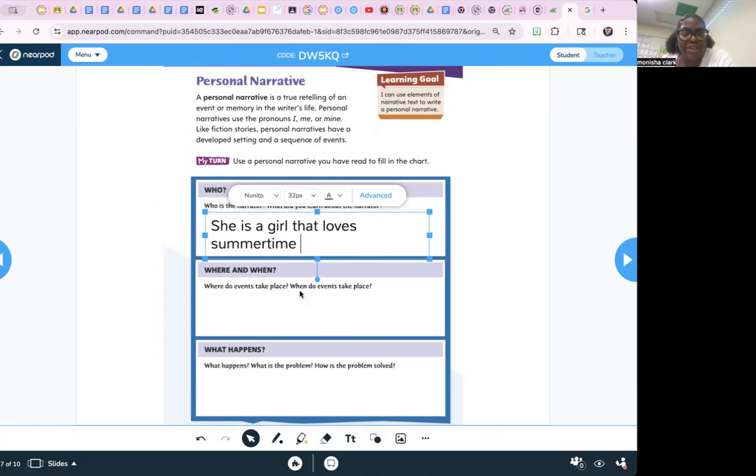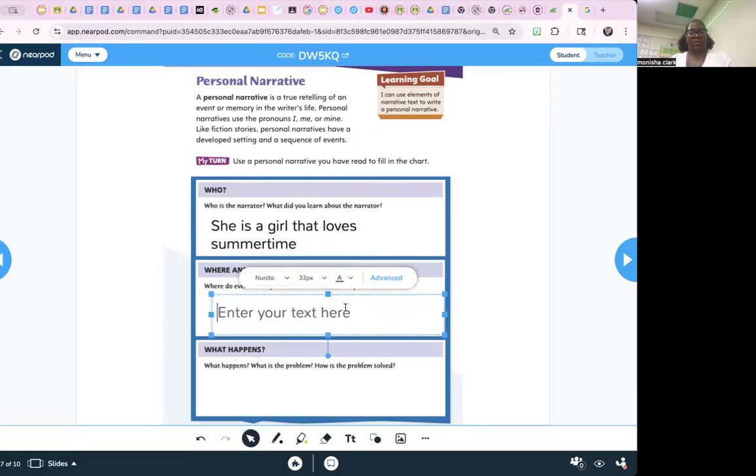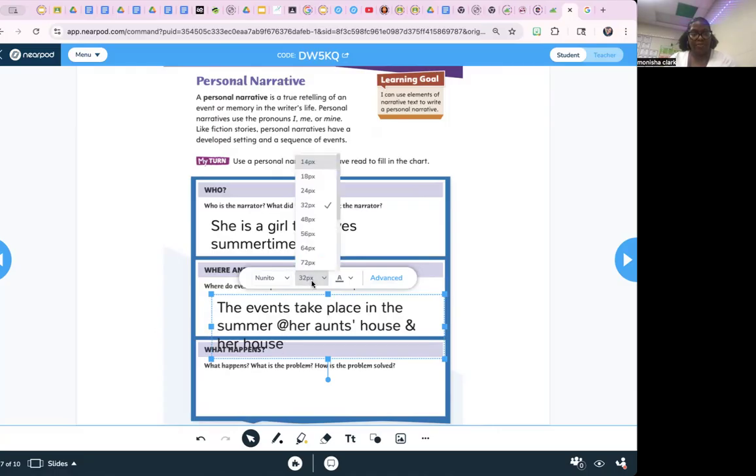Where do the events take place? When do the events take place? The events take place in the summer. This means at her aunt's house and her house. Okay, we're gonna have to make this smaller. Maybe I should highlight it first. It's too big.